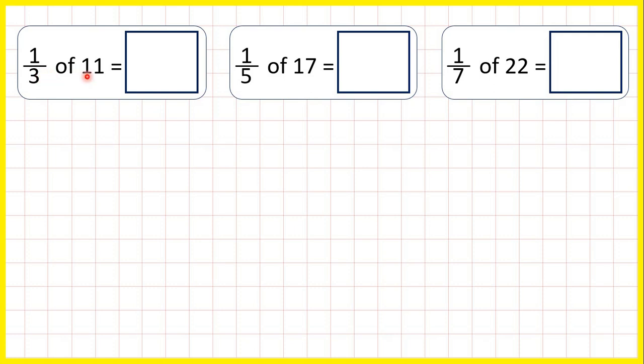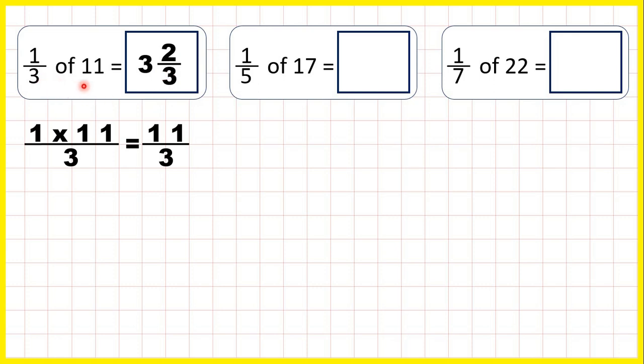So for 1/3 of 11, we can write the question out as 1 times 11 over 3. So that's 11 over 3. Now 11 divided by 3 is 3 remainder 2. That's because 3 times 3 is 9, but then we need 2 more to get to 11. And our denominator stays the same. So our answer is 3 2/3.